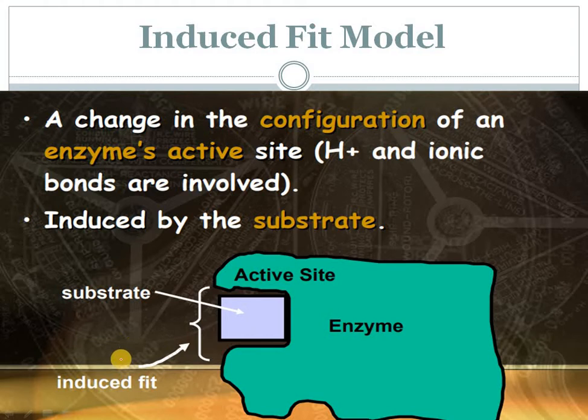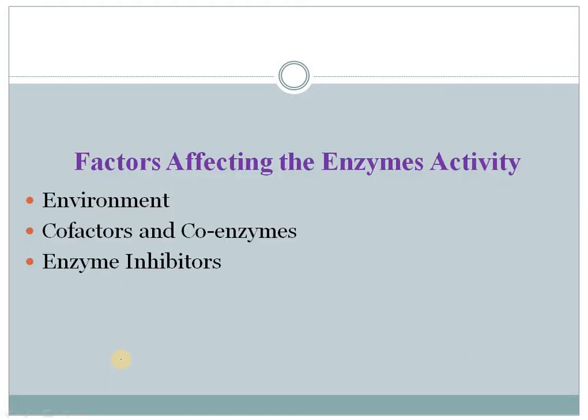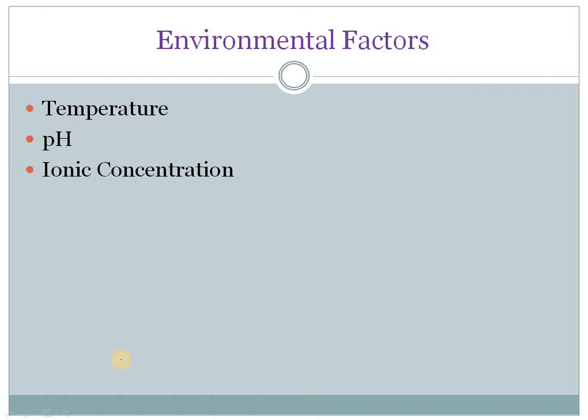There are many factors that affect the enzyme's activity. This can be the environment, cofactors or coenzymes, or enzyme inhibitors. For efficient activity, enzymes need cofactors and coenzymes, and enzymes are also affected by the environment, for example pH, temperature, or substrate concentration. Enzymes are also affected by inhibitors, and by the environmental factors temperature, pH, and substrate concentration.